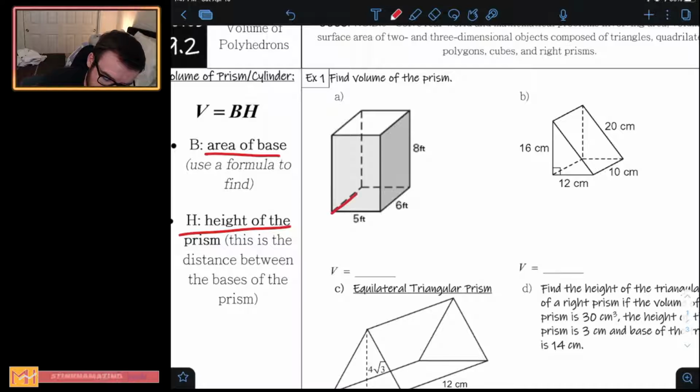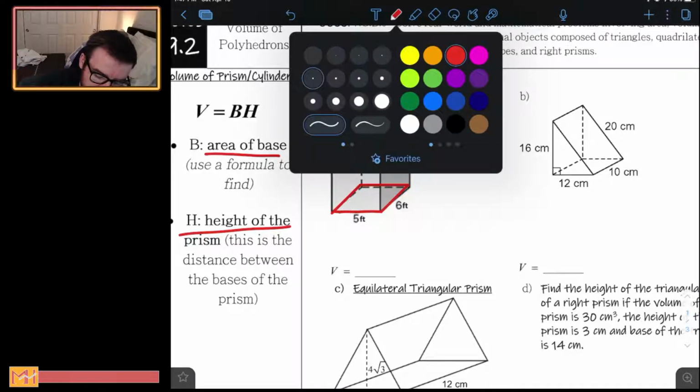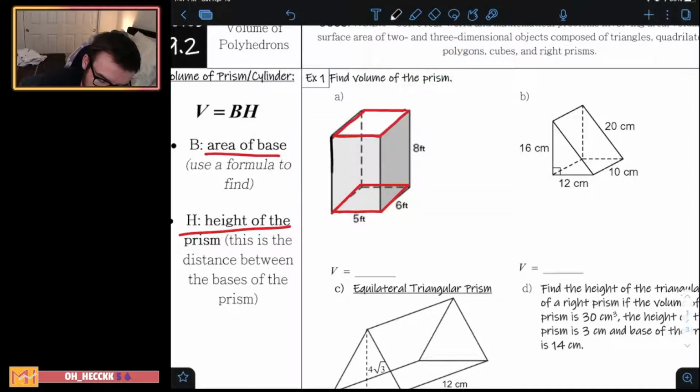So what is the shape of the base for question A? This is a rectangular base, okay? The base of this prism is a rectangle. We have that rectangle on bottom and the same rectangle on top, and then we connected the two together. That's how prisms are made. You connect two bases together.